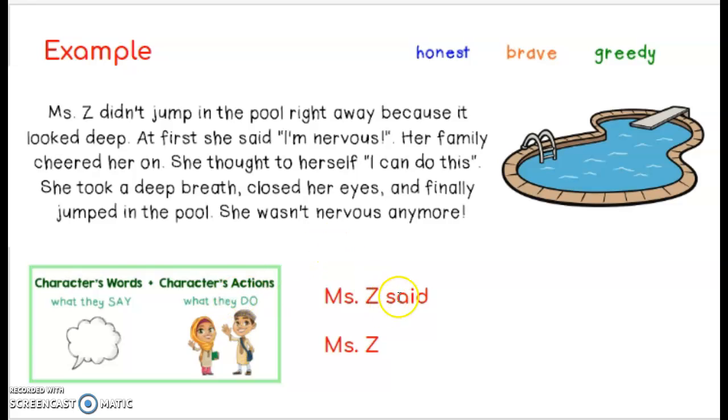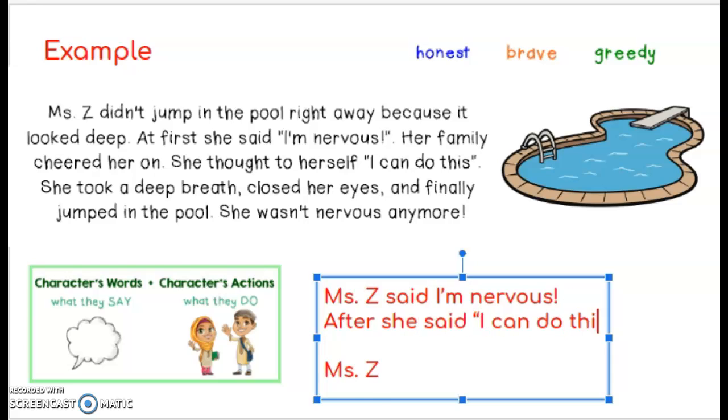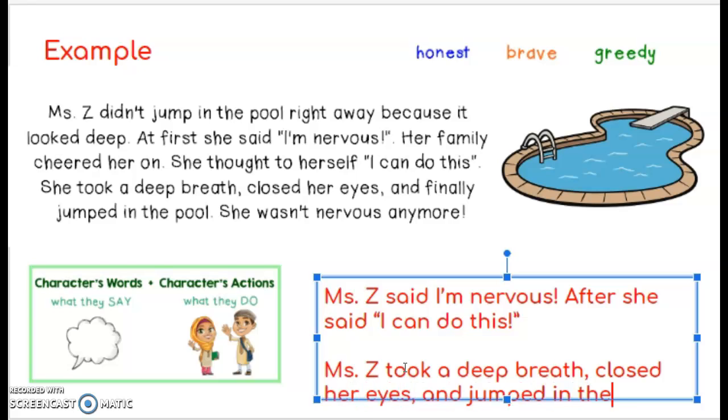Something I noticed, second graders, that Miss Z said was at first she said, "I'm nervous." After, she said, "I can do this." This is very important because I'm noticing two things that she said in this story. We also need to pay attention to what the character does. Miss Z, she took a deep breath, closed her eyes, and jumped in the pool.